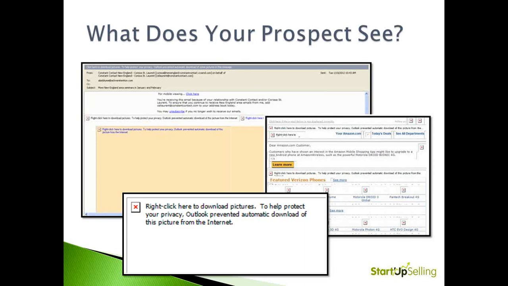That's not going to help you sell anything. That's not going to help you build relationships. So limit the amount of graphics that you use in your emails and make sure that the content is highly educational and delivered in a professional format.